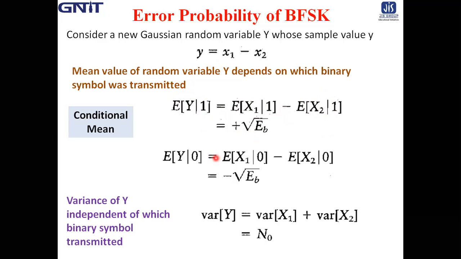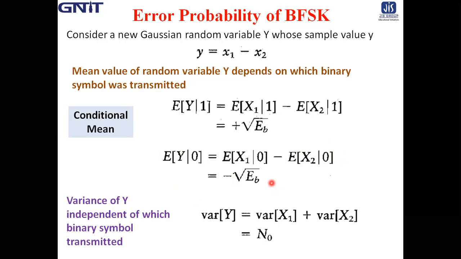Similarly, the conditional mean when symbol 0 is transmitted, that is expectation of y conditional 0, is equal to expectation of x1 conditional 0 minus expectation of x2 conditional 0. So the first part is 0 and the second part is square root of EB. So it now becomes minus square root of EB.